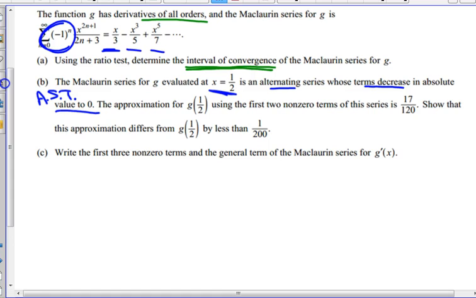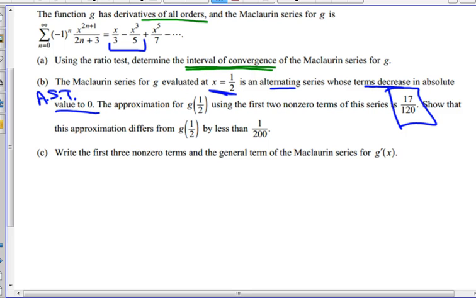They're just kind of telling us, hey, it's going to make sense to ask the question that they're asking here. The approximation for g of 1/2 using the first 2 non-zero terms. Let's come back up here and see what they did. The first 2 non-zero terms, right there. They use that, and they put in a half. We don't have to figure that out because they told us the answer. They put in a half. They got 17 over 120.